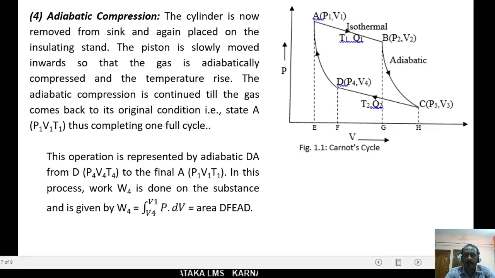This operation is represented by the adiabatic DA, from D, which is at P4, V4, T2, to the final state A, which is at P1, V1, T1. In this process, work is done on the substance and is given by the formula: the work done on the substance W4 is equal to the integration of P dV between the limits V4 to V1, and this represents the area D, F, E, A, D. This area represents the work done on the substance.